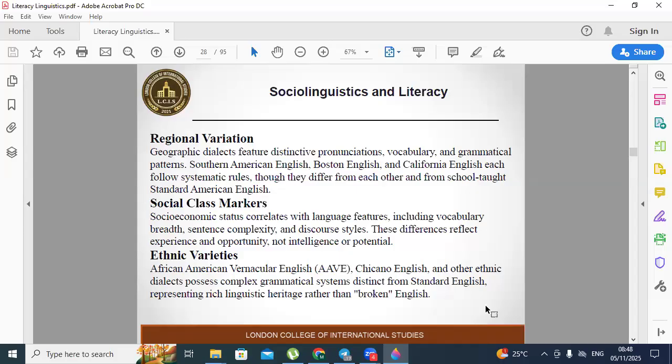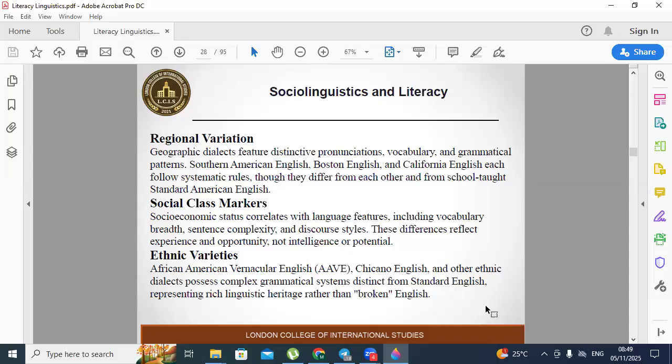It examines the relationship between language and society, asking questions like: how does language differ across regions? How does social class affect language use? How do ethnic communities develop distinct language varieties? These questions might seem tangential to literacy and instruction, but they're actually central to equitable education.